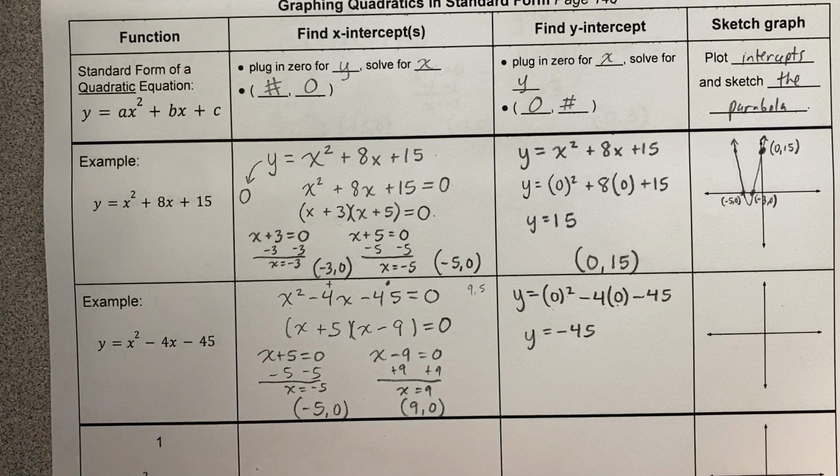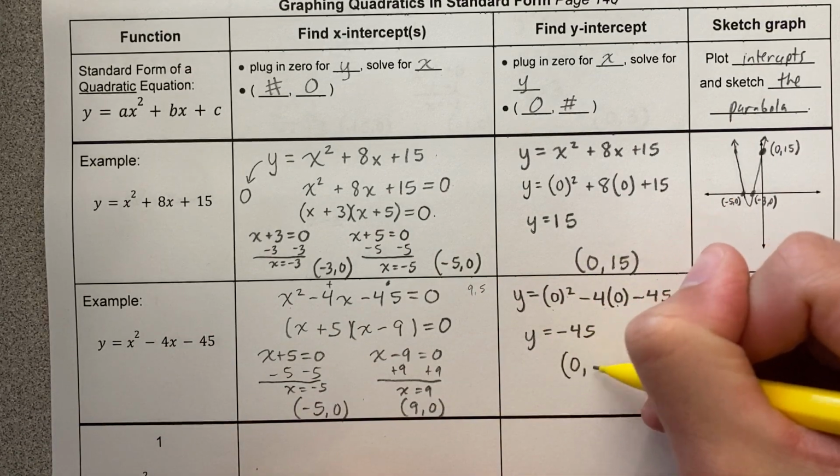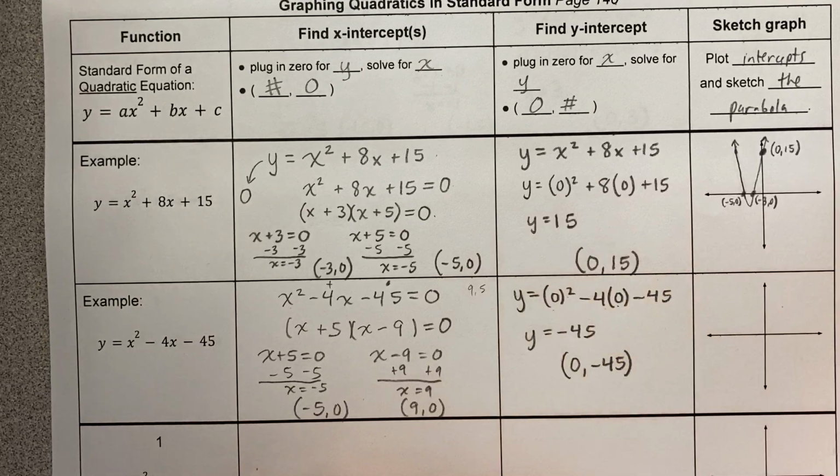All right, so let's take a look. -45. So look, this is the point. This is y, but remember I plugged in 0 for x. So this is this point, 0, -45. Now here's the benefit of me not printing the grid, right? That's a big old number, but we're just gonna put it down here, right? That's 0, -45 right there.